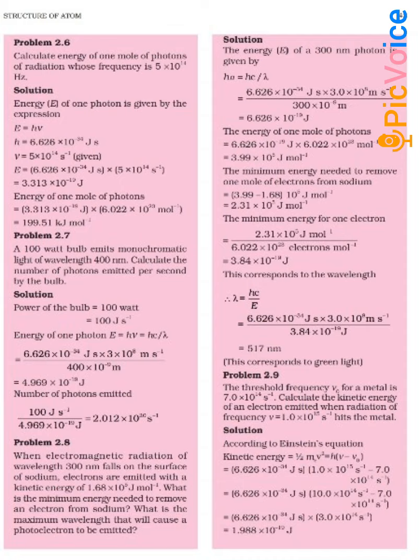Coming to the solution, students, we know that the energy of 1 photon is given by the expression E equals h nu. So h equals 6.626 into 10 raised to power minus 34 joule second, which is Planck's constant. Nu equals 5 into 10 raised to power 14 per second, which is given in the question. E equals h nu, hence you can substitute the value of h and nu. It comes out to be 3.313 into 10 raised to power minus 19 joule.